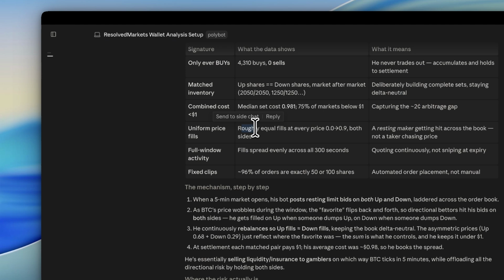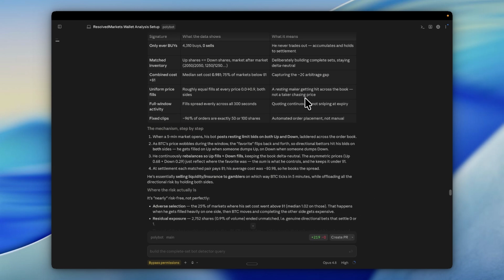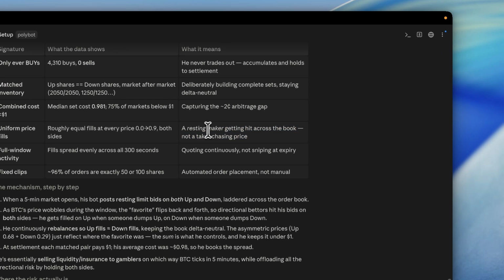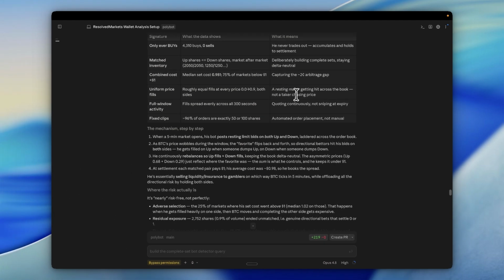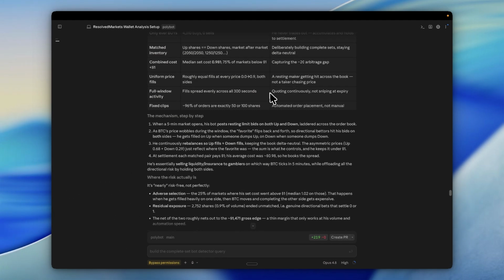That is what it needs, right? Next is his price fills are roughly equal. What it roughly means is, he has resting orders, and he is not taking, right? So basically he's limiting his orders and not market taking the orders, which of course it should be like that. Otherwise you'll get eaten up by Polymarket's fees.